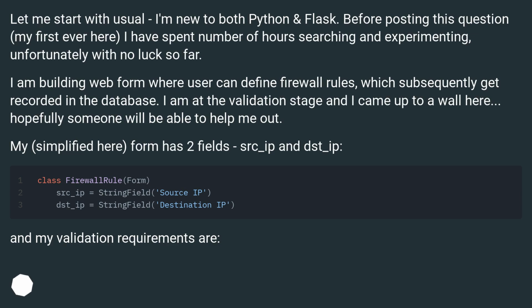luck so far. I am building a web form where users can define firewall rules, which subsequently get recorded in the database. I am at the validation stage and I came up to a wall here. Hopefully someone will be able to help me out. My, simplified here, form has two fields, src_ip and dst_ip.